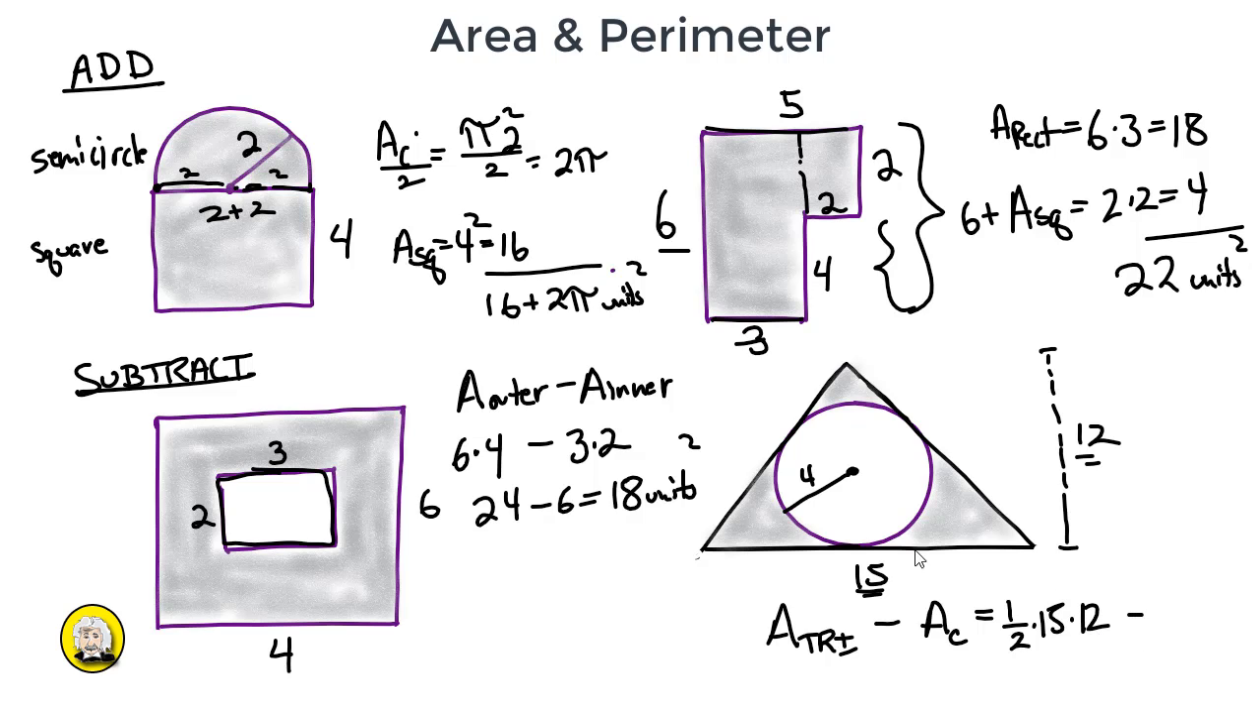The area of my circle I can calculate because I'm given the radius of the circle, and the area is pi r squared, or in this case pi times 4 squared. So in total, my shaded gray area will be 90 minus 16 pi square units, the area of my big triangle minus the cutout area of the circle.